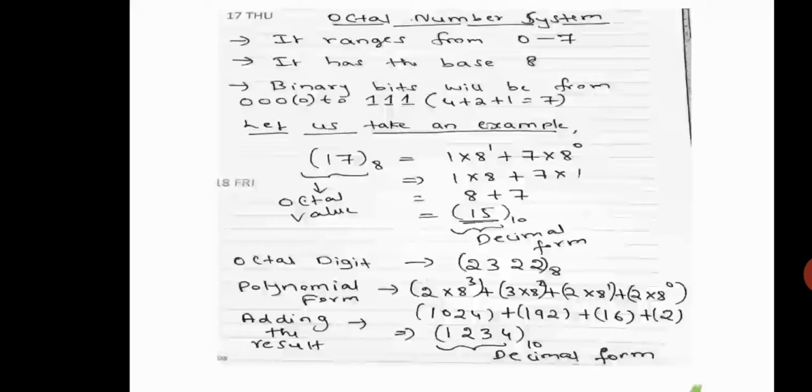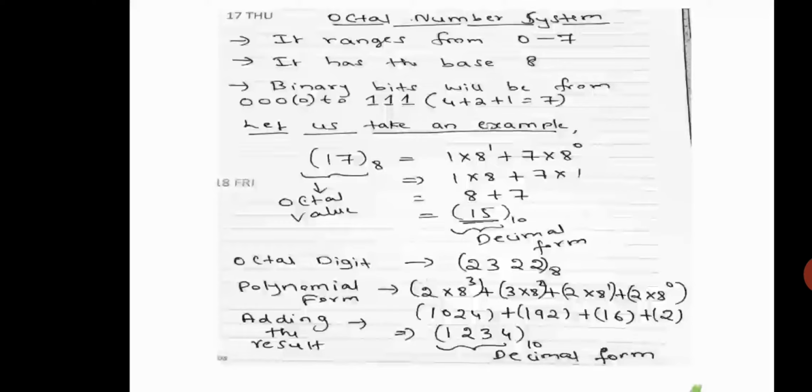Remember, whenever you interpret an octal value, ultimately you are going to get the product in decimal form. That is the reason why I represented 15 in brackets and put 10 as the base. Understood? Let us take one more example. The octal number is 2322, inside the brackets, and I put the base as 8. How to convert this? How to interpret this?